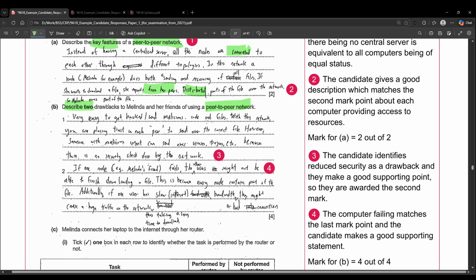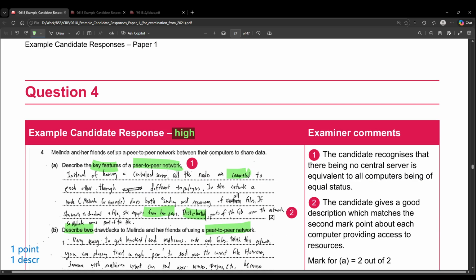Now, when we have 4 marks here, the format would be that you will write 1 point and then you write 1 description, then you'll write the second point, and then you'll write the second description. Only then you can get 4 marks. So it's easy to get hacked, but this is not enough. So they have given an explanation as well.